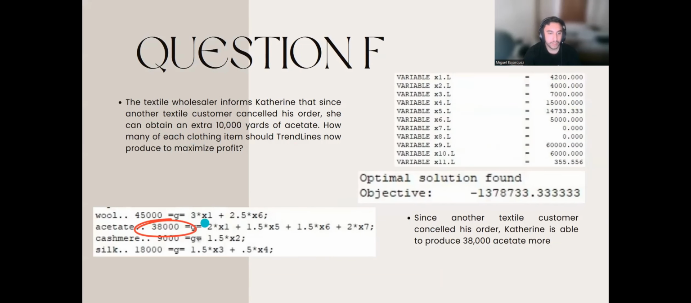Now in question F, the textile wholesaler informs Catering that since another textile customer canceled his order, she can obtain an extra 10,000 yards of acetate. How many of each clothing item should Trendlines now produce to maximize profit? So here the value of 28,000 previously is now changed to 38,000. We compute in GAMS again, and as we can see, it is better to produce the first items that are now selling for more, and our objective solution, my bad, went from negative 2 million to now much better, $1,378,733.